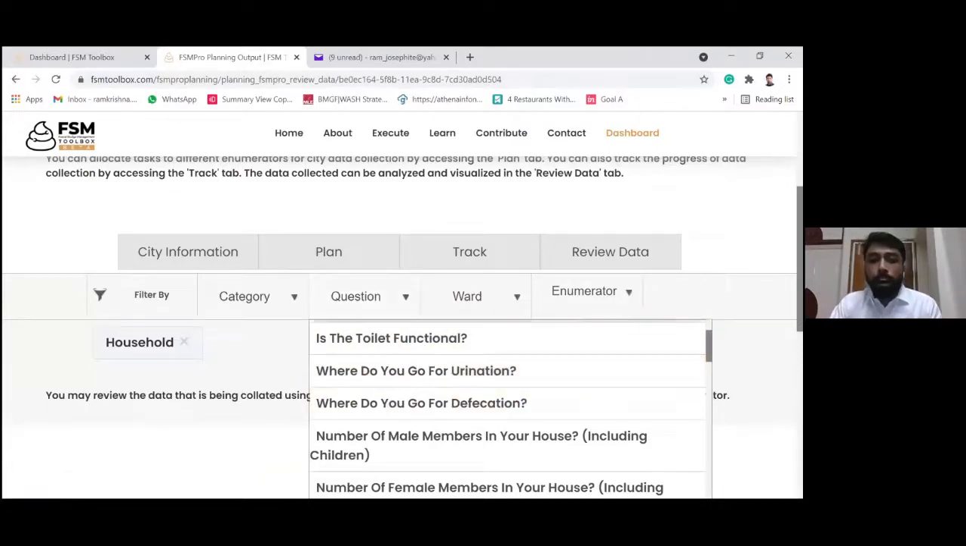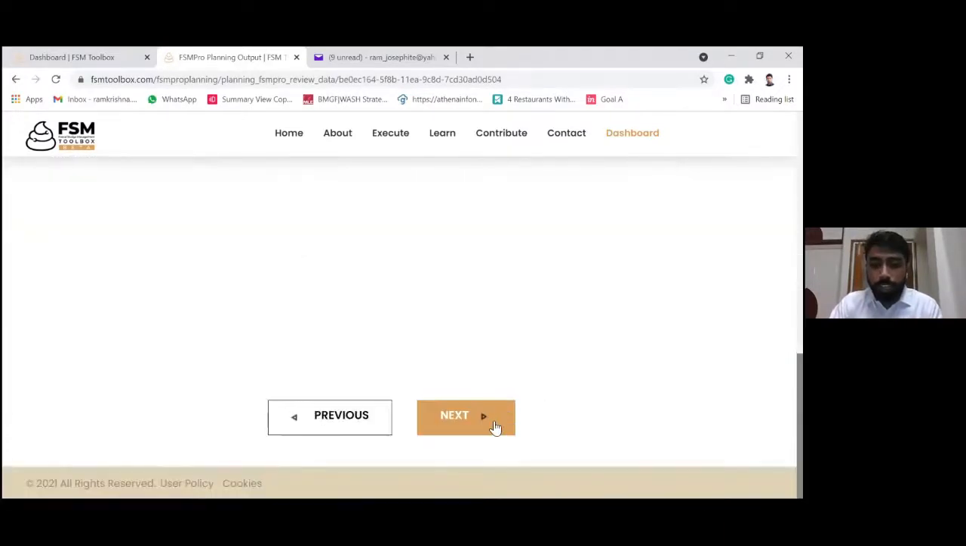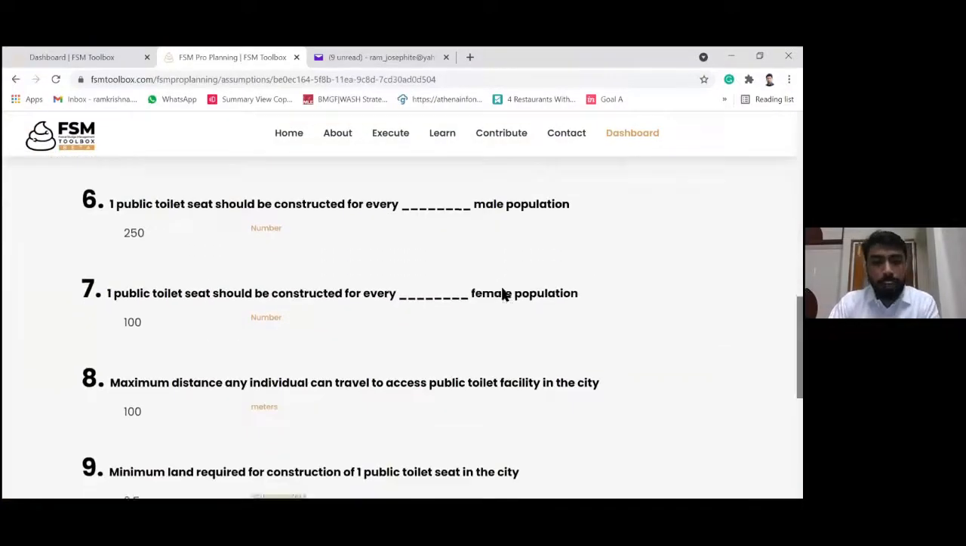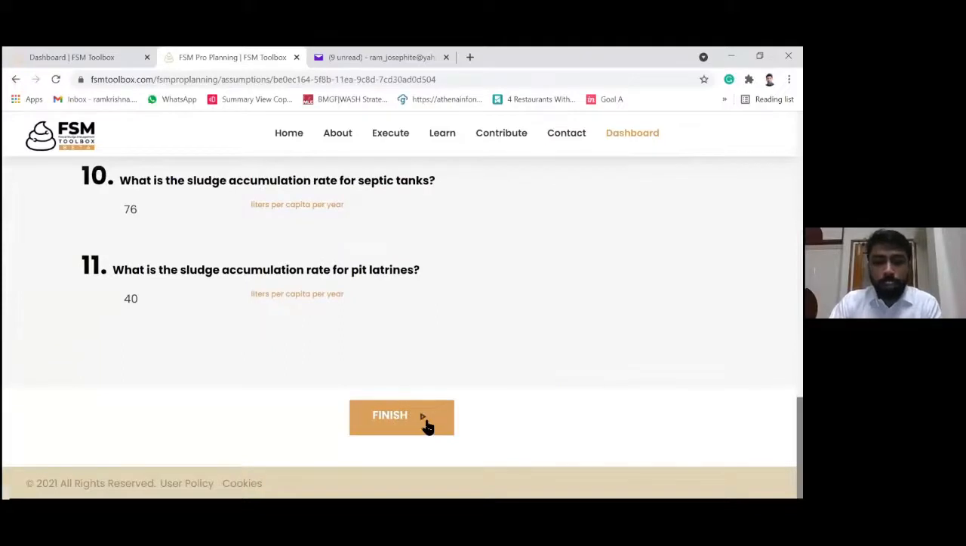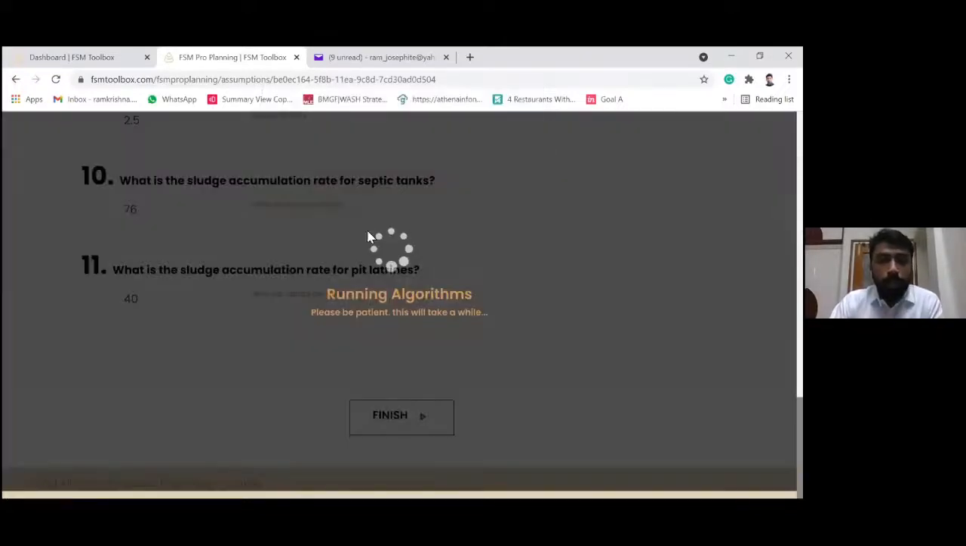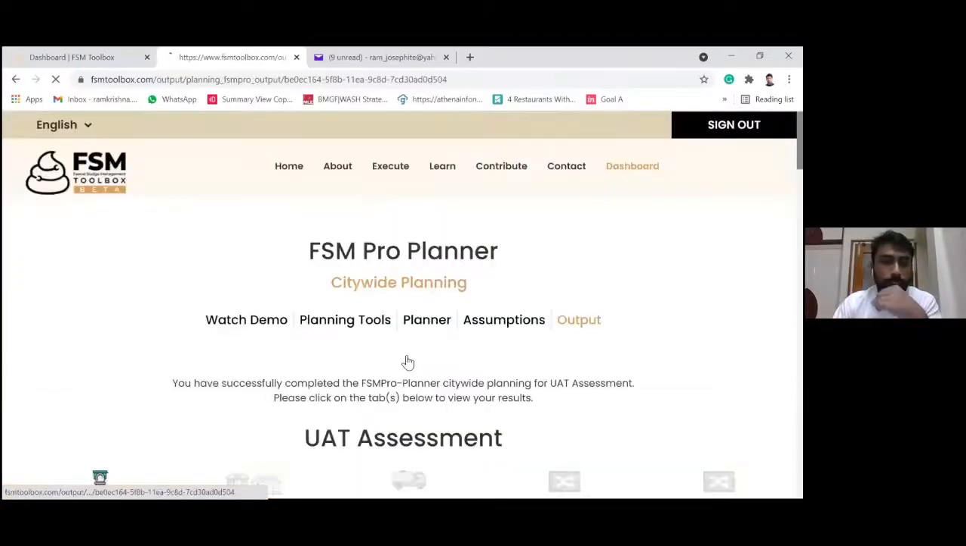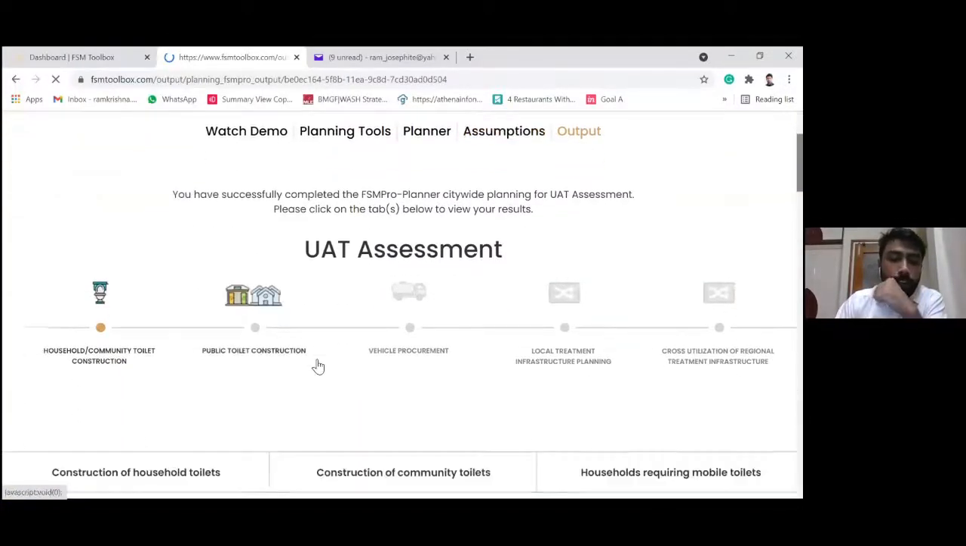Then once you have reviewed the data and click on next, it will ask you for certain assumptions, as I mentioned in my PPT deck as well. Once you click on finish, it takes a couple of minutes to run the algorithms in the backend and then provide you the output. Just to give you a quick view of the output as well.